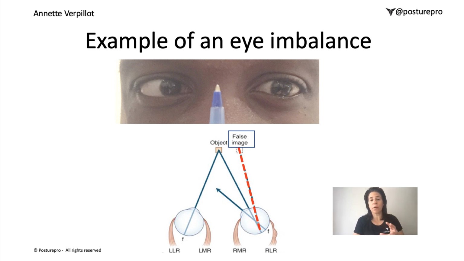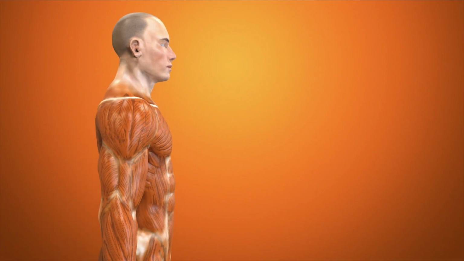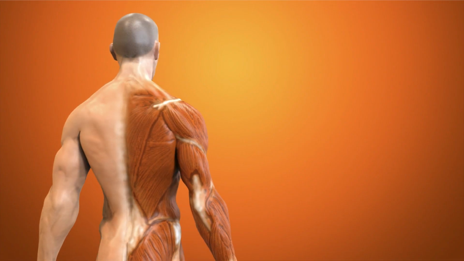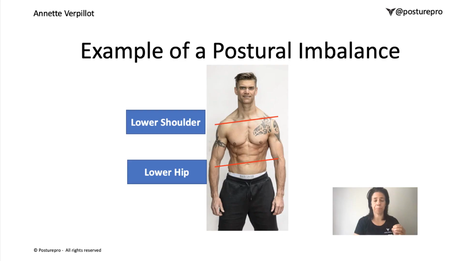And the first area that you're most likely to see these compensations in is in your muscular system. This is when you may have already noticed that one shoulder is lower or that you have one hip that is lower. As a matter of fact, an eye imbalance specifically causes ipsilateral tilts in the frontal plane.